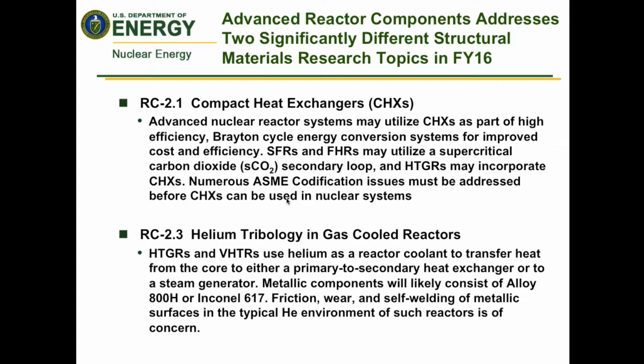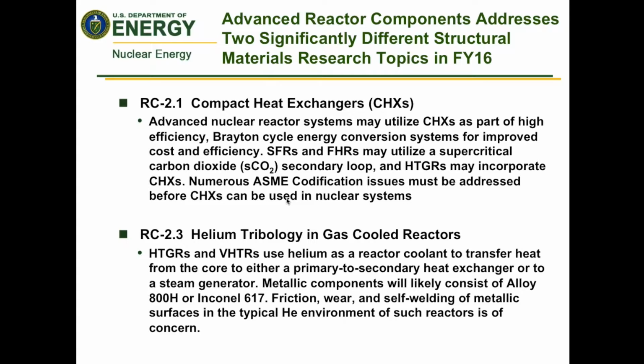SFRs and FHRs are well matched for looking at these in terms of the supercritical CO2 secondary loop. Turbo machinery for that is much smaller and more efficient than traditional steam equipment. And HTGRs may very well use these compact heat exchangers either for gas to gas, possibly gas to salt systems, either for Brayton cycles that are helium based or even for production heat type of systems. However, right now, there are no rules in the ASME code that would allow the use of these compact heat exchangers in nuclear systems, and that's the crux of what the topic deals with.